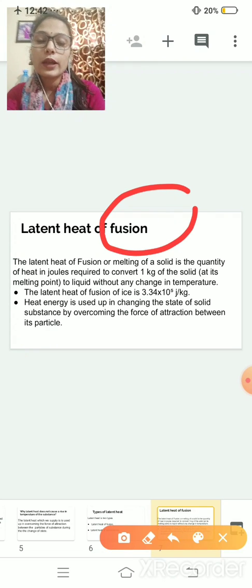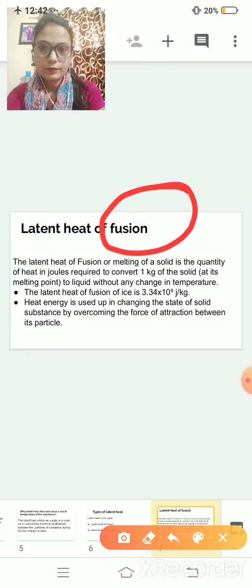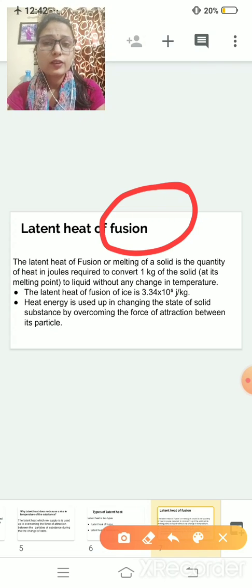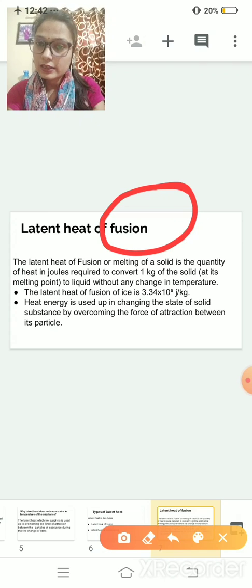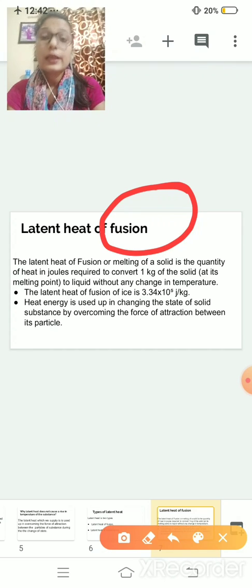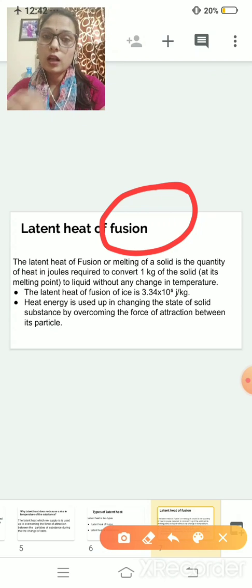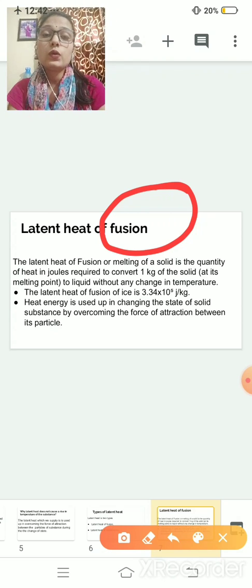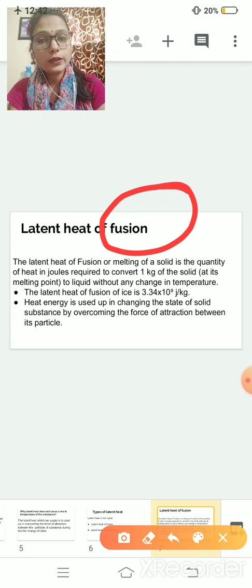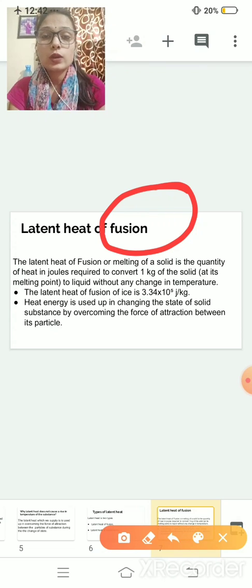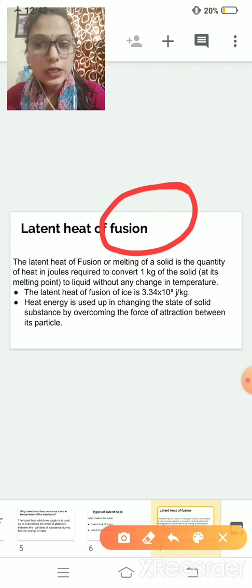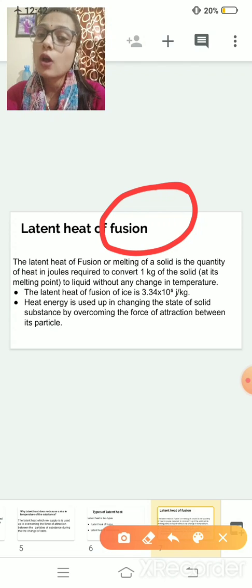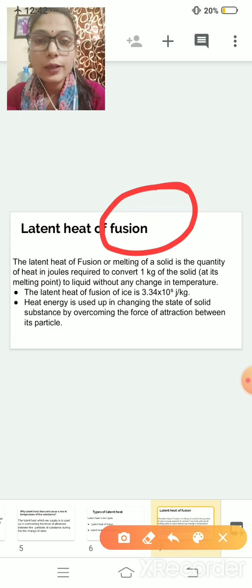As we all know, what do you mean by fusion? We have done it earlier. Fusion is a process in which a substance changes from solid state to liquid state, and that process is known as fusion. Fusion is also known as the melting process.